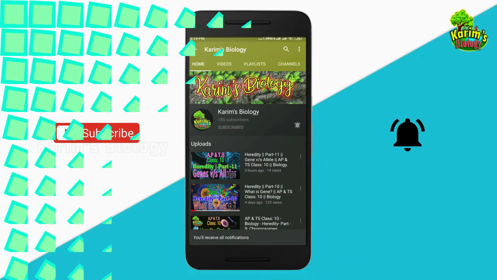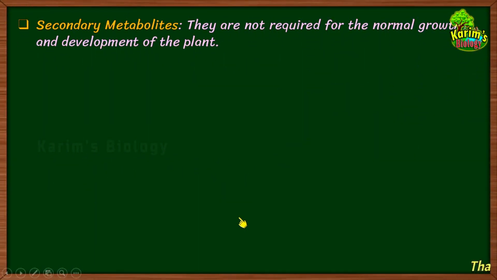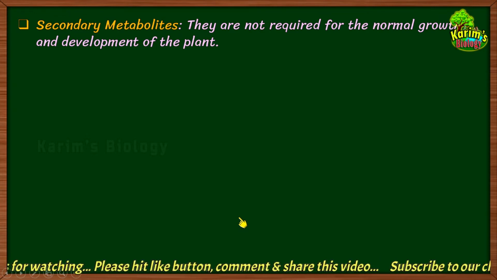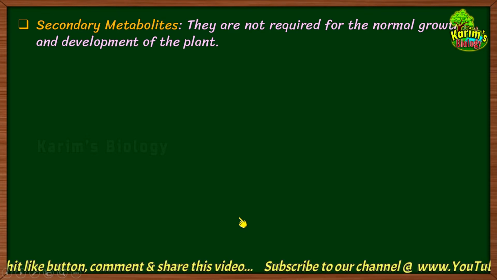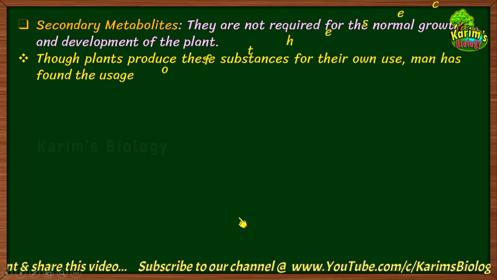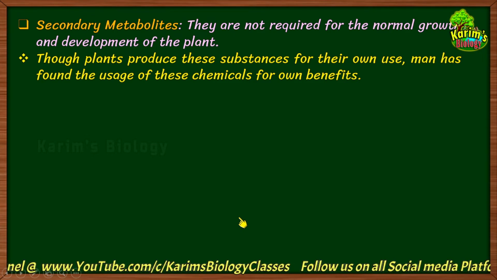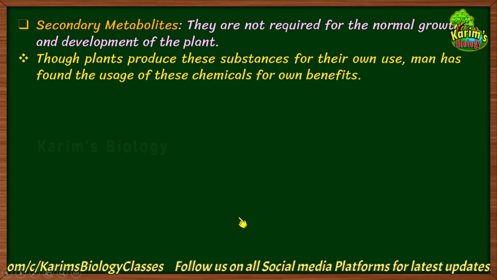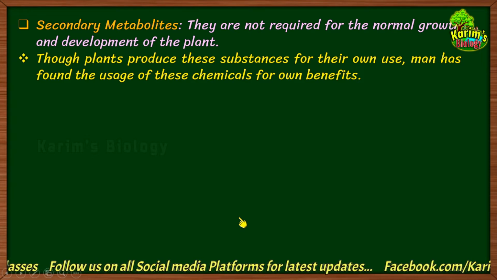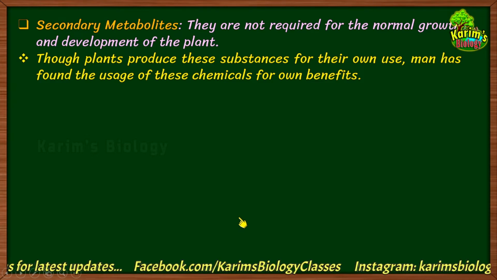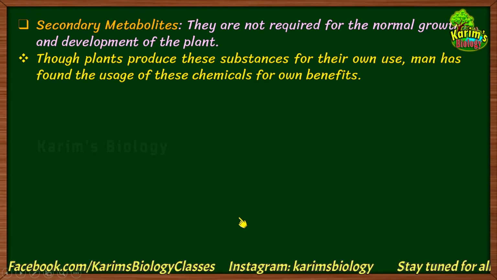First of all, let me again give you the details of secondary metabolites. As I told you in the previous session, secondary metabolites are the metabolic products which are not required for the normal growth and development of the plant. Though plants produce these substances for their own use, we have found the usage of these chemicals for our own benefits. So in this session we will be learning in detail about the different types of secondary metabolites produced by the plants and in what way we can use them in our day-to-day life.